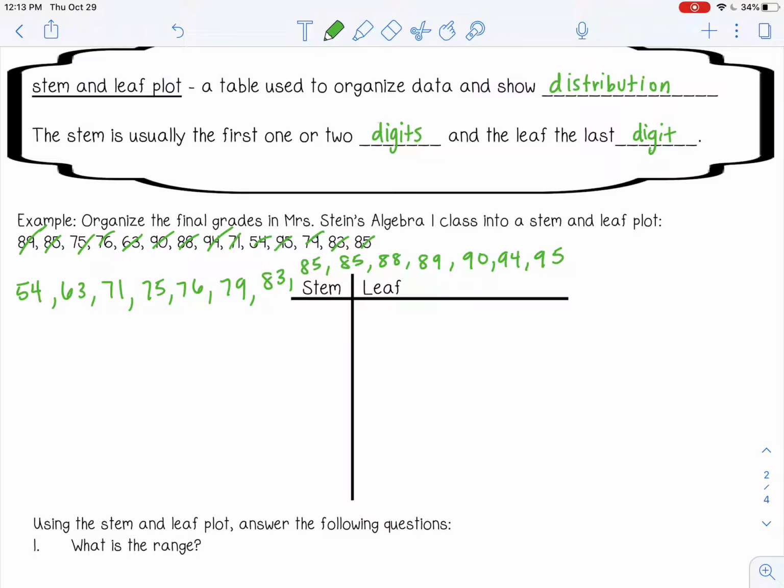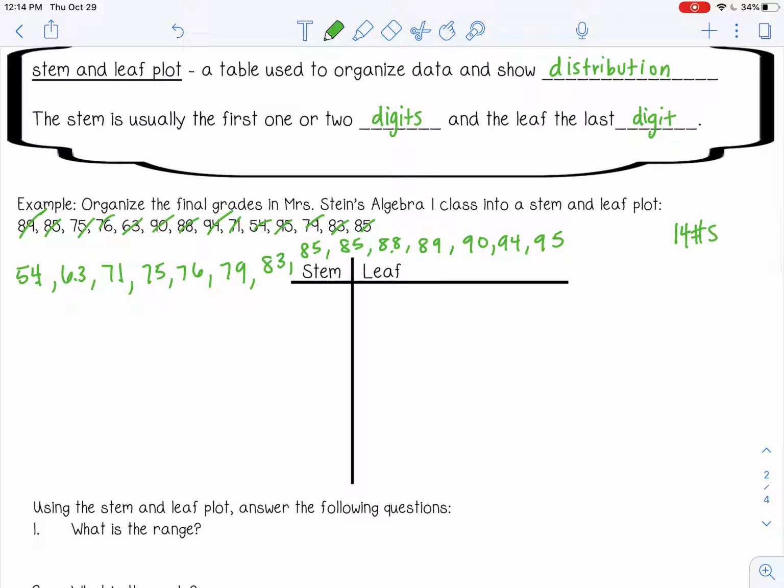And I always like to go back and count and make sure I got them all. There are 1, 2, 3, 4, 5, 6, 7, 8, 9, 10, 11, 12, 13, 14 numbers. I always write it down too, because if you're trying to find the mean later on, which we are, you don't want to have to recount those.